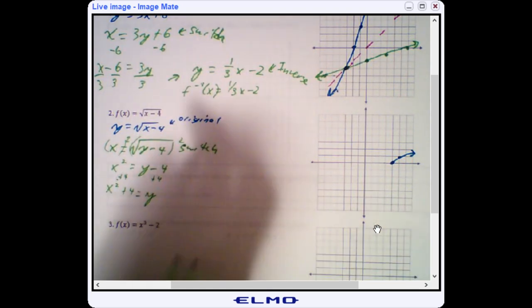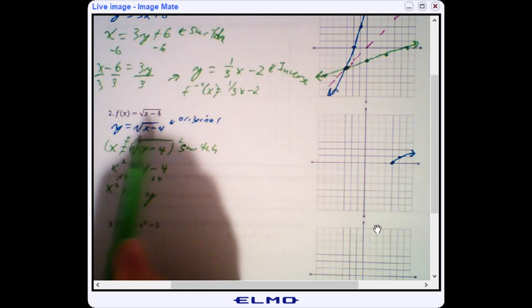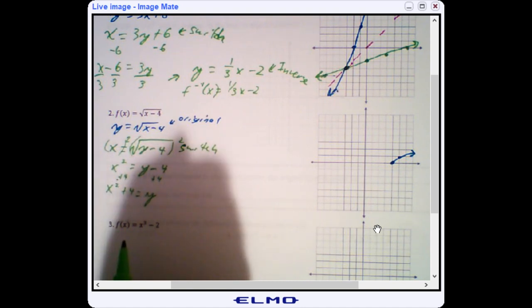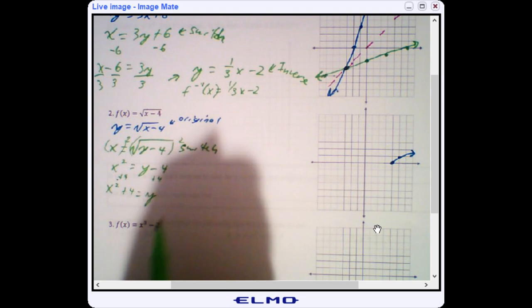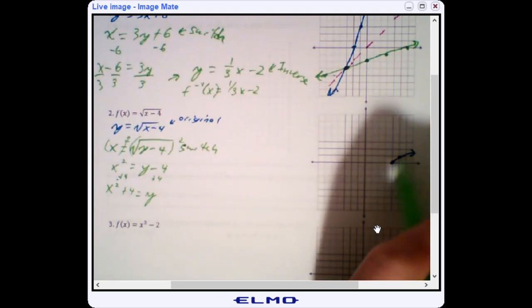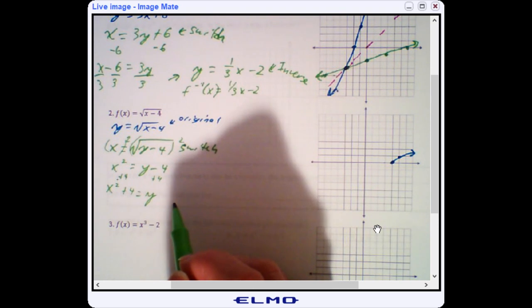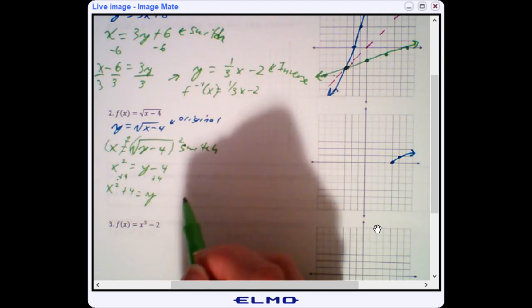Now you have to be careful. This one's a square root, so this one has a domain restriction. And this one's quadratic, so it does not. For them to be inverses, we're going to have to restrict the domain. So we know the range here is y is greater than or equal to 0. So the domain here has to be greater than or equal to 0 because we just switched x and y.